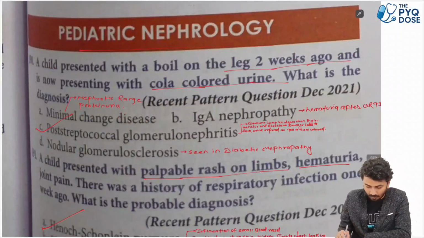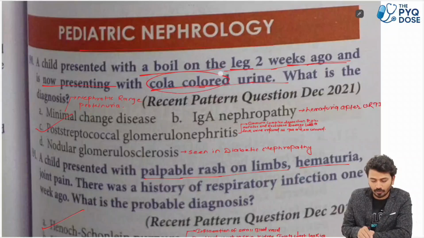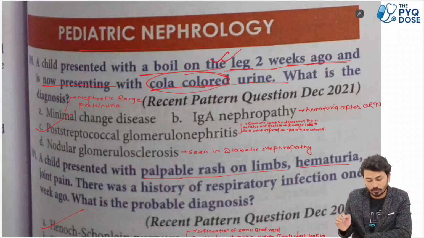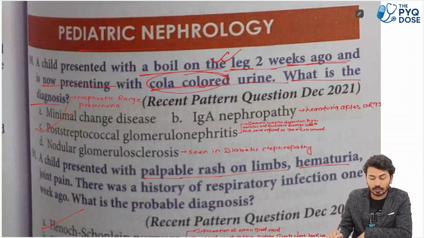Now pediatric nephrology. A child presented with a boil on the leg 2 weeks ago and is now presenting with cola colored urine. Boil on the leg and now cola colored urine. What is the likely diagnosis? So a boil on the leg means some infection, and that is generally caused by streptococcus.